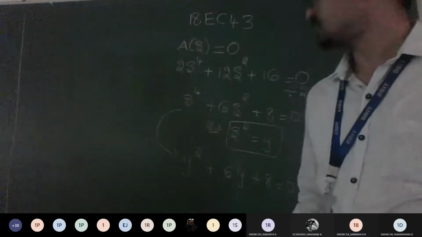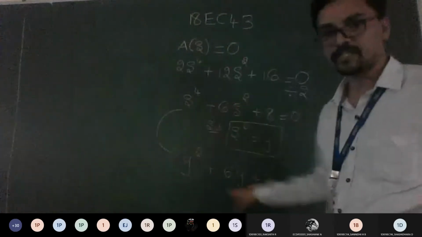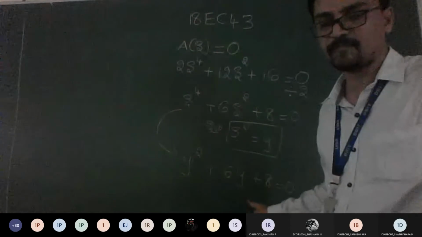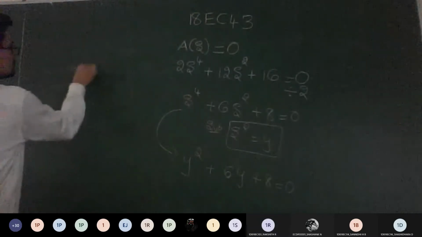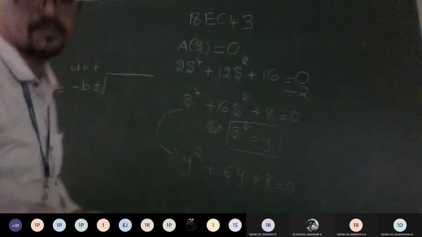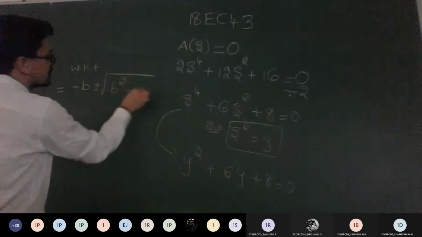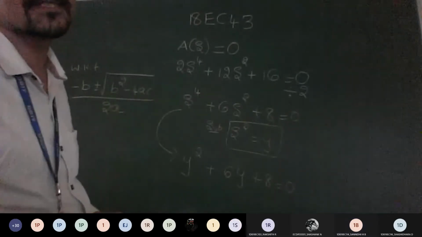Now you tell me, is it like your quadratic equation? Look at this equation. So can anyone tell me what is the formula for a quadratic equation? Make a note of it. We know that the solution of a quadratic equation is minus b plus or minus root of b square minus 4ac, divided by 2a. Agree everyone with this?